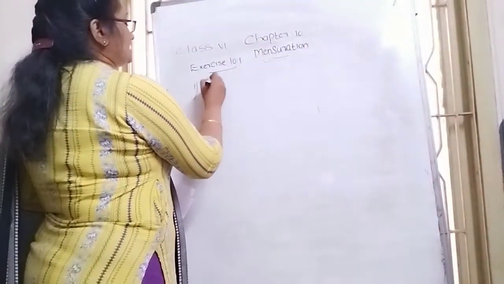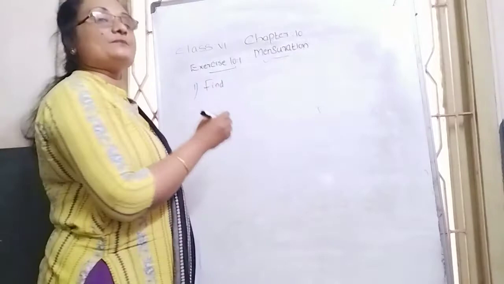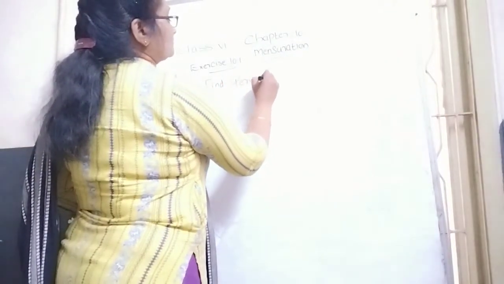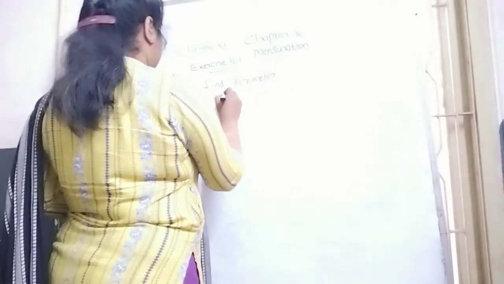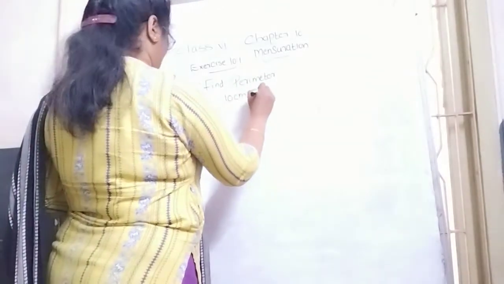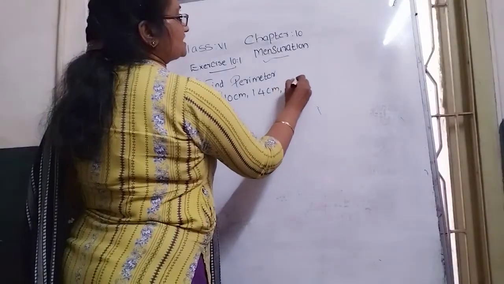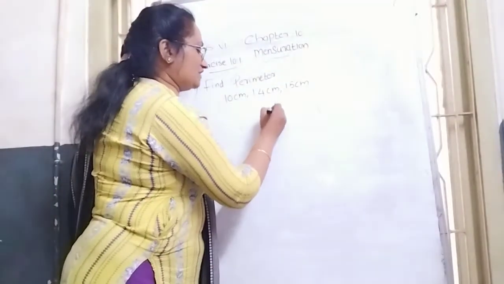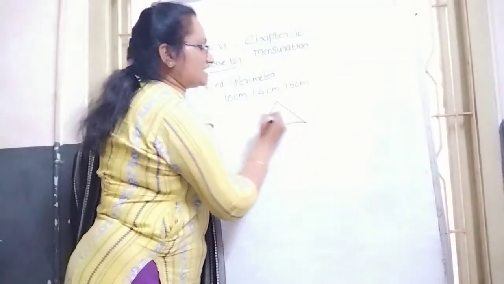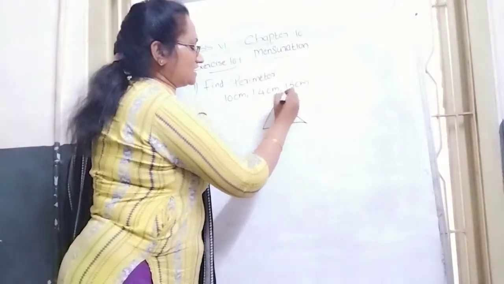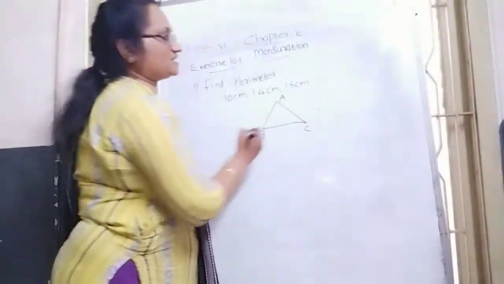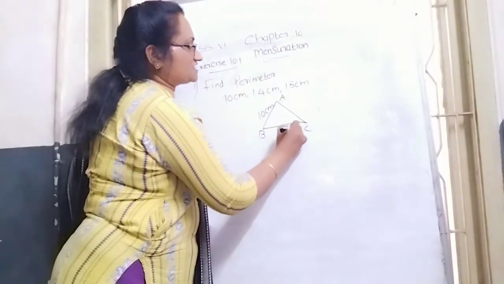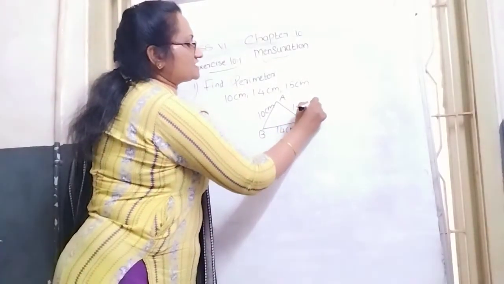First question: find the perimeter of a triangle. The triangle sides are 10 centimeter, 14 centimeter and 15 centimeter. How do we find it? First we draw a rough diagram of a triangle. You can give it any name, say ABC. One side is 10 centimeter, the second side is 14 centimeter, and the third side is 15 centimeter.